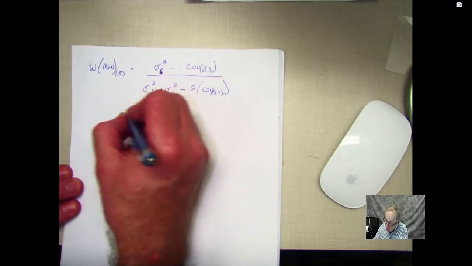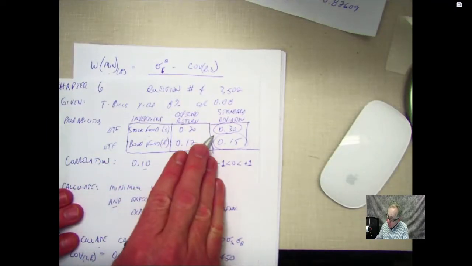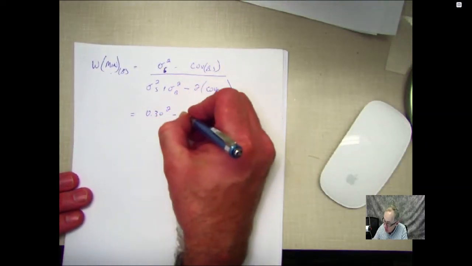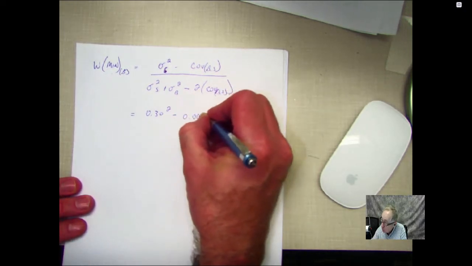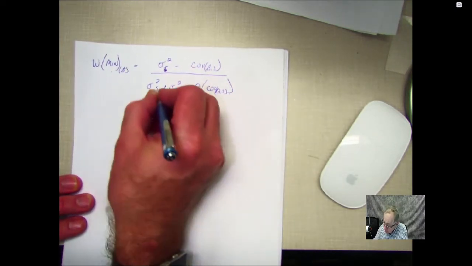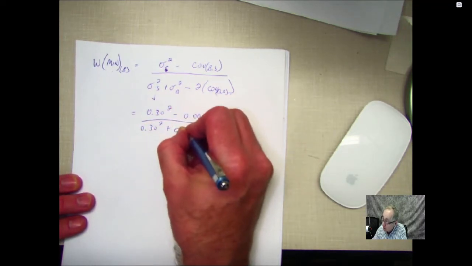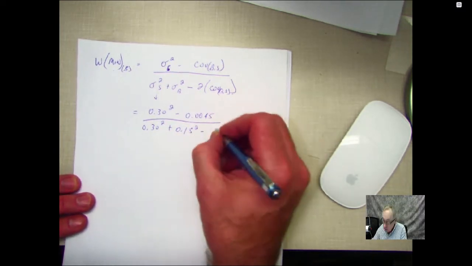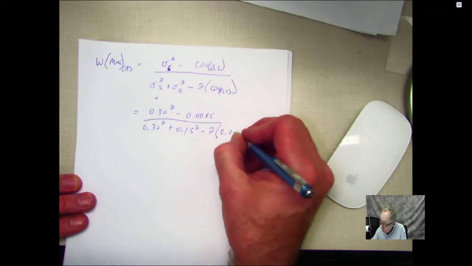So changing then, this is going to be 0.30 squared. Standard deviation of bonds, and standard deviation squared brings us back to variance, minus the covariance on stocks and bonds, which is 0.0045, divided by, this just comes down, 0.30 squared plus 0.15 squared, standard deviation on bonds, minus 2 times our covariance of 0.0045.